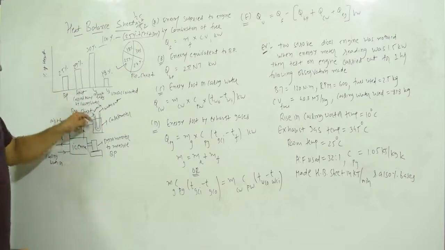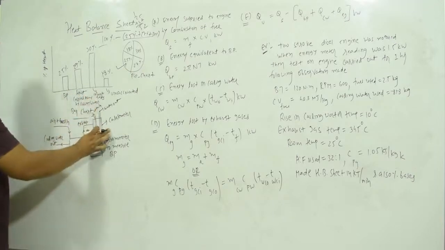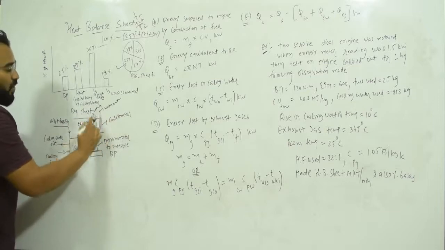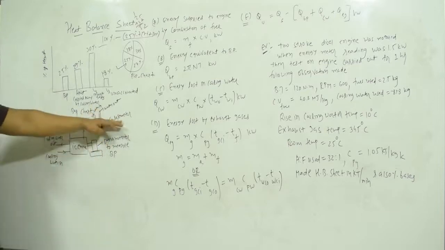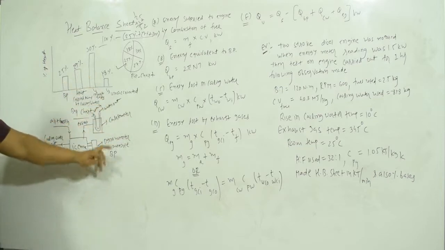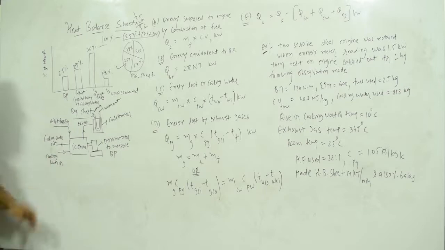In which there is cooling water in, cooling water out. So whatever heat is lost by the exhaust gas in the calorimeter is equal to the heat gained by the cooling water over here. So this is the calorimeter to calculate the exhaust heat losses. This is the dynamometer to measure brake power. This is cooling water in, this is cooling water out.